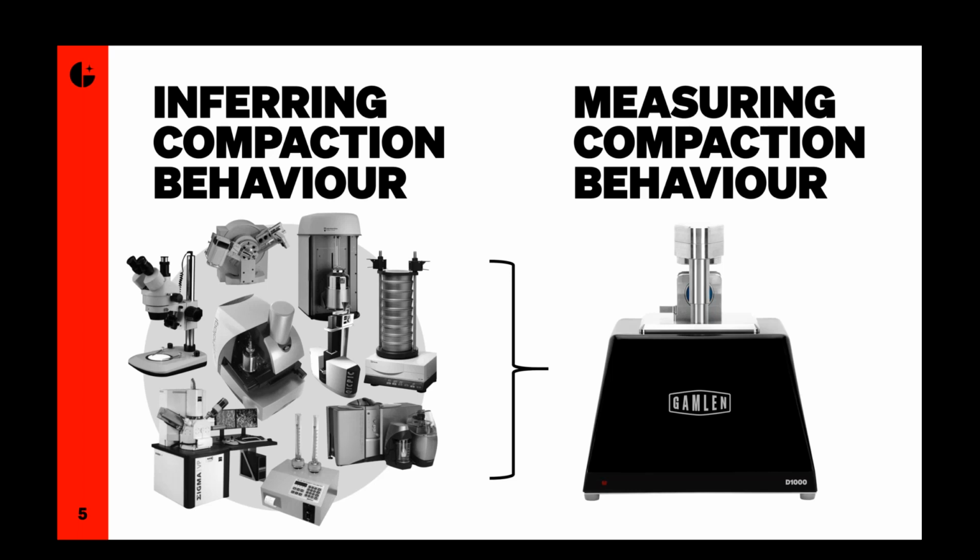But where it can get really interesting is when you start to link the results from the other tests with the compaction behavior results from the Gamlen. So say you're looking at your own APIs and you're trying to understand why this batch behaved poorly compared to another one. You can analyze their different physical properties together with the Gamlen and carry out this compaction analysis and pinpoint which properties it is that are causing that batch to behave poorly. And that's where it can get really interesting.